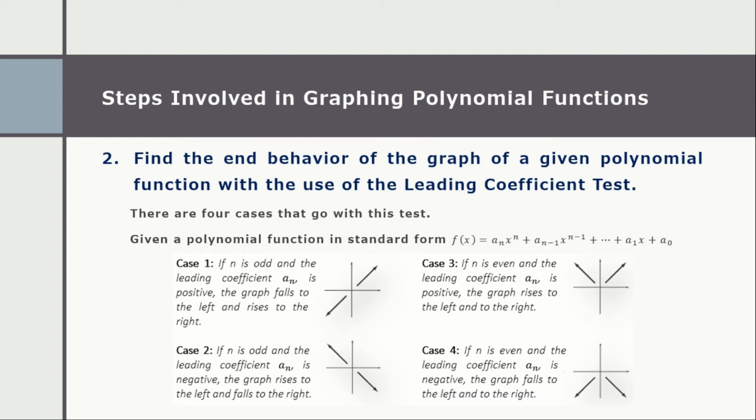And for case number 3, if the value of n is even and the leading coefficient a sub n is positive, the graph rises to the left and to the right. And for case number 4, if the value of n is even and the leading coefficient a sub n is negative, the graph falls to the left and to the right.